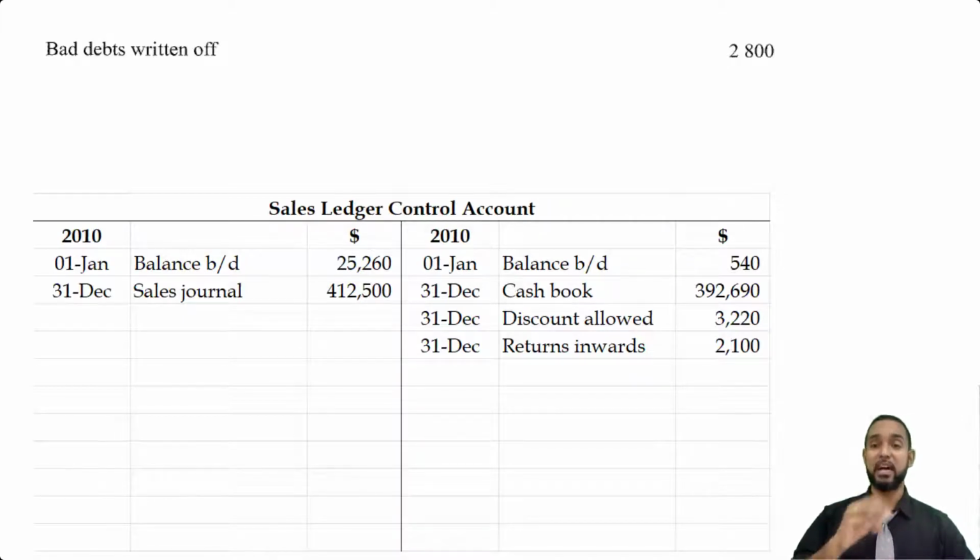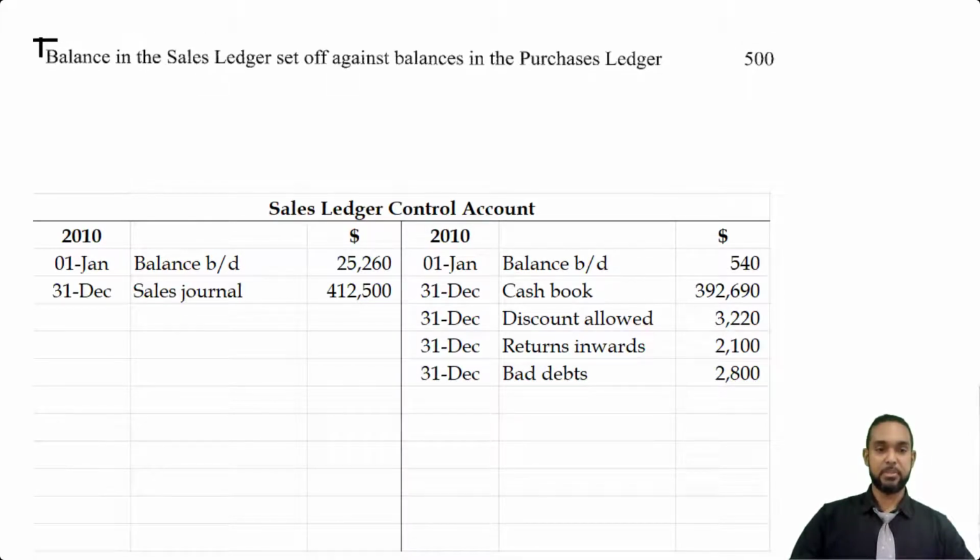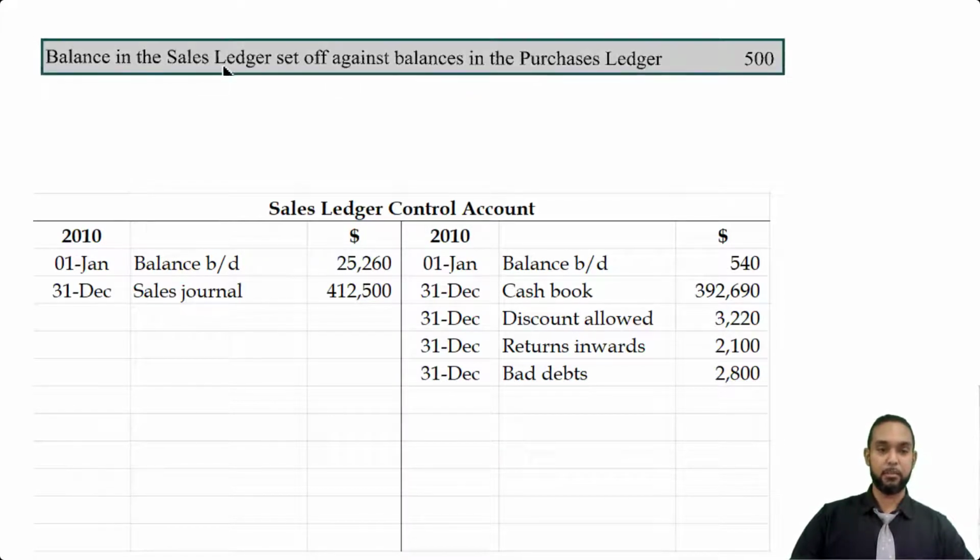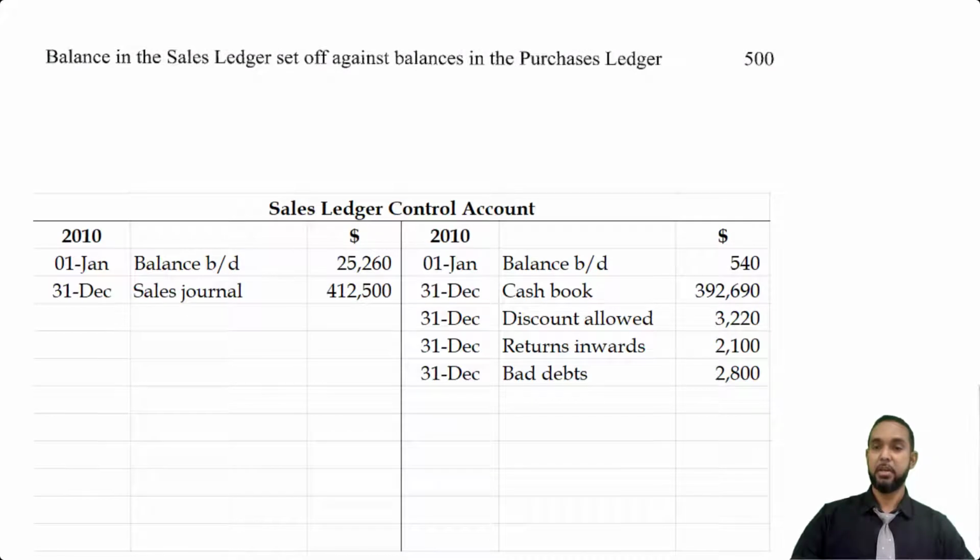We are cancelling or reducing the debt. So that's going to go, of course, on the credit side. And the other item I'm seeing here is the set-off item, right? So balance in the sales ledger set off against balances in the purchase of 500. So that's going to go on the credit side, right? A set-off is a cancellation of common debt.